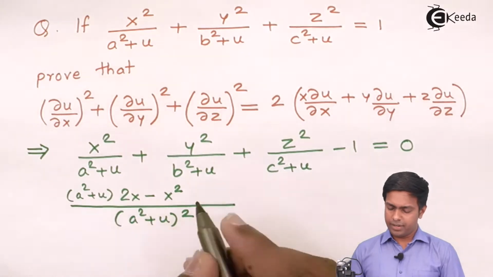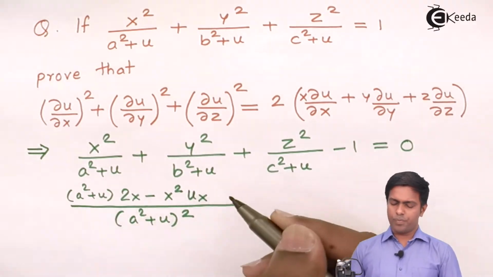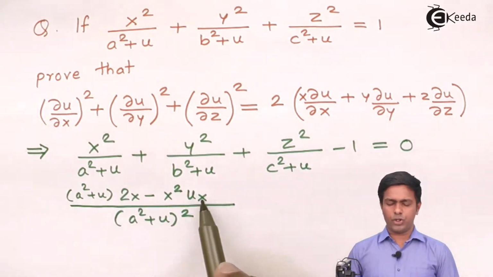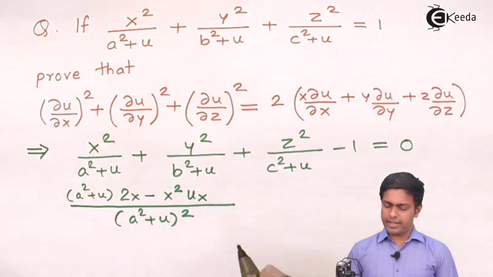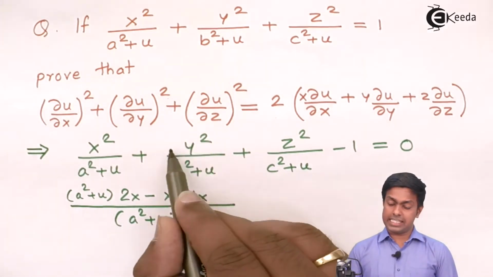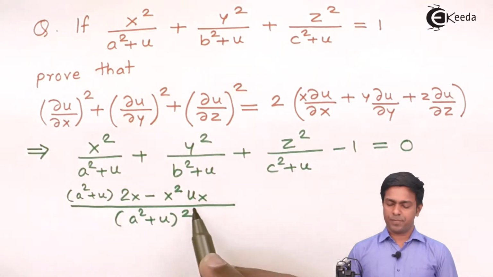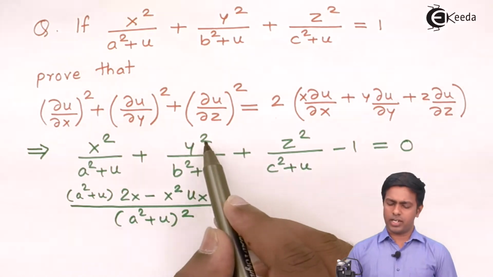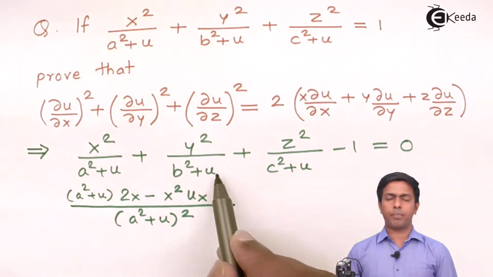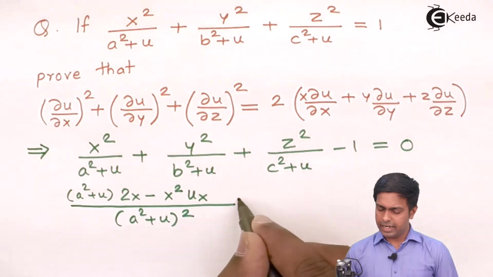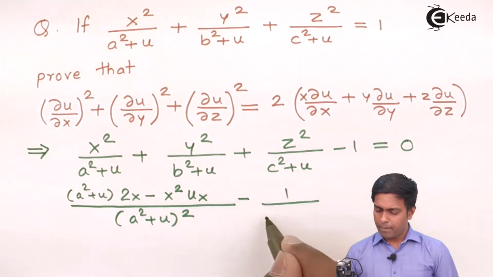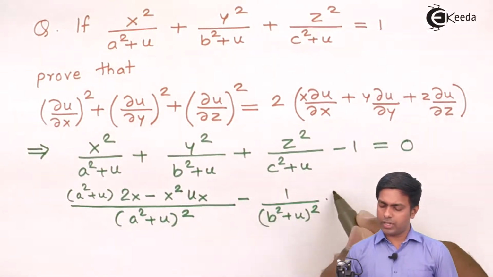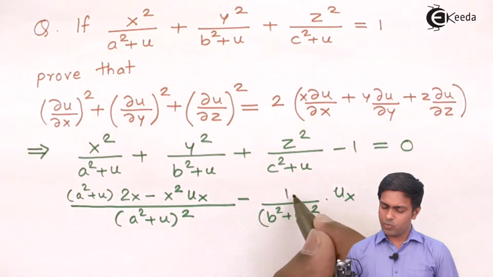So here you will get ux. You can call it del u by del x, or I'm calling it ux. So it is one and the same. Next, I'll differentiate the second term with respect to x partially. In the numerator there is no x term, so y square, which is constant, will come outside, and the derivative of 1 upon (b square plus u) is -1 upon (b square plus u) the whole square into the derivative of u, that is ux. And guys, this y square is also there.